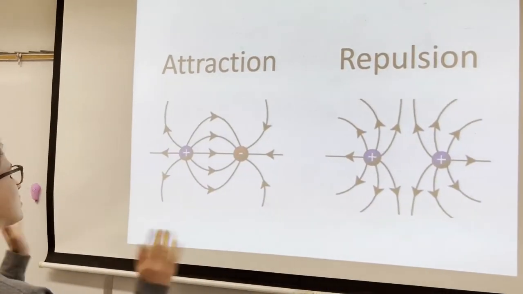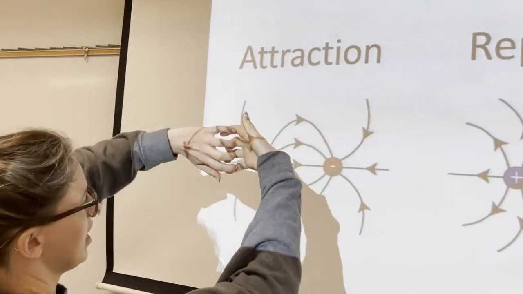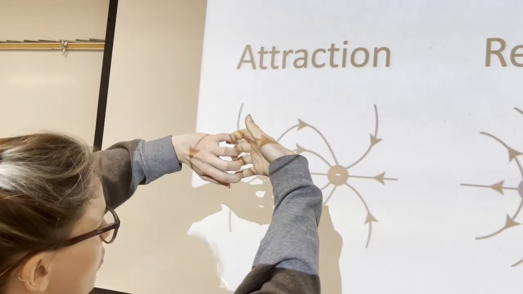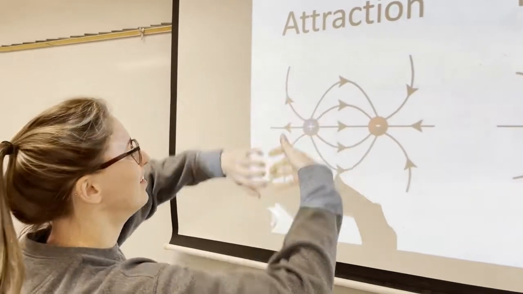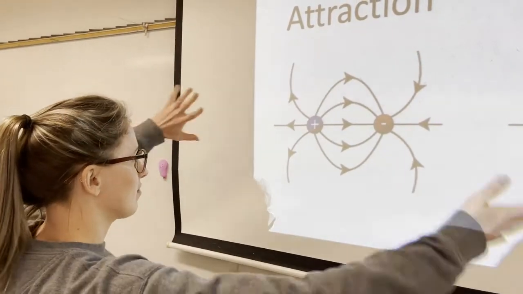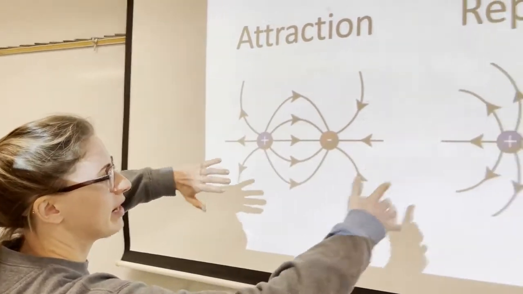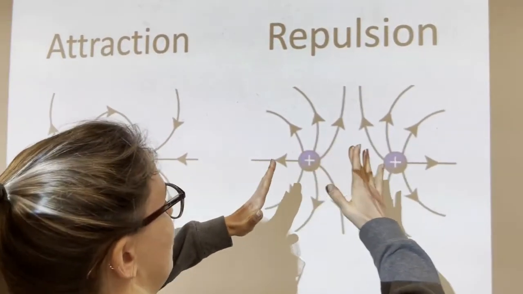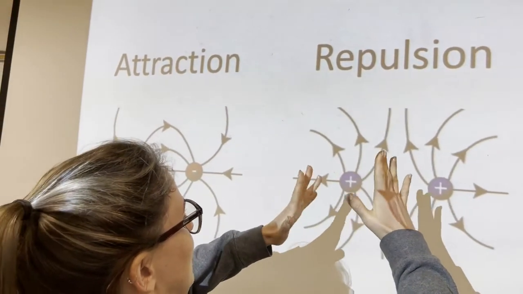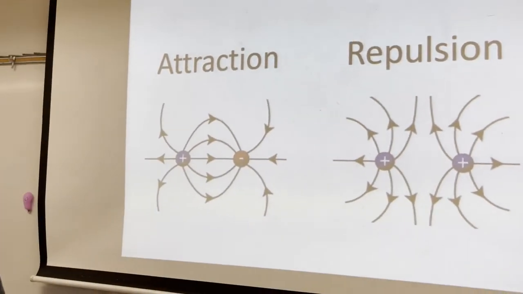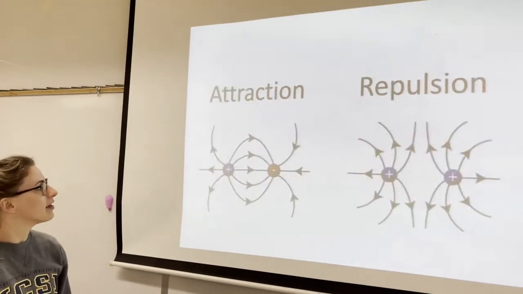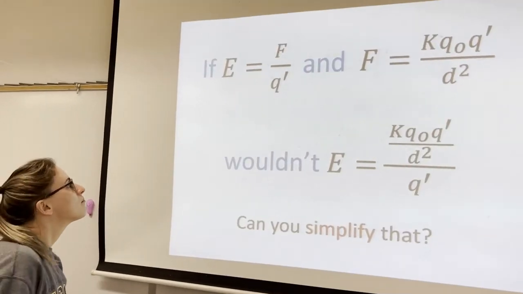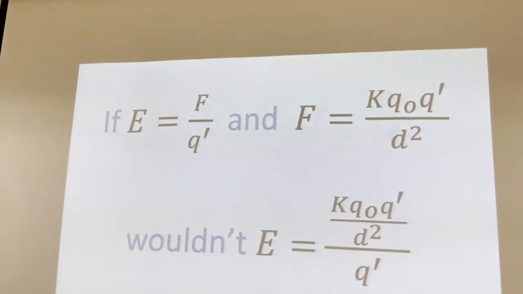So these are pictures of attraction. And again, attraction is when the force looks like this, right? They reach across and try to pull each other together. And then over here we have repulsion, and it's like, ew, get away from me. You're disgusting. And so that is what it looks like.